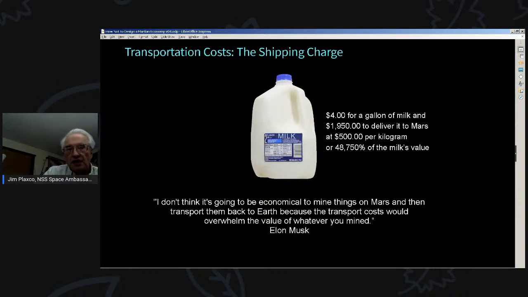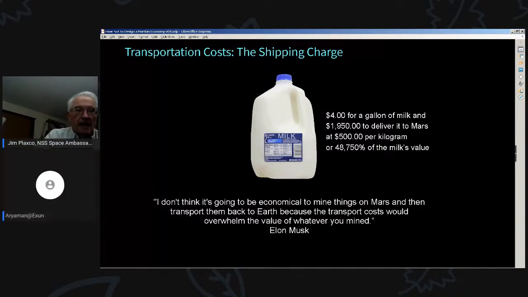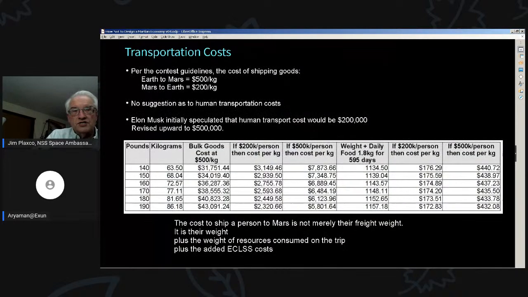Now, recall that the contest outline said that shipping cargo to Mars would cost $500 per kilogram. So let's say someone on Mars has got a serious craving for milk. That $4 gallon of milk is going to have a shipping charge of $2,000 associated with it. So even with the Mars Society's expectation that shipping costs from Mars to Earth, the reverse direction, would be only $200 per kilogram, I have to agree with Elon that the idea of mining Mars to export natural resources back to Earth is ill-conceived.